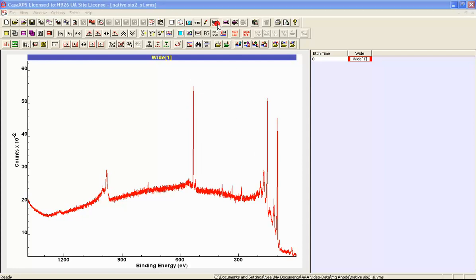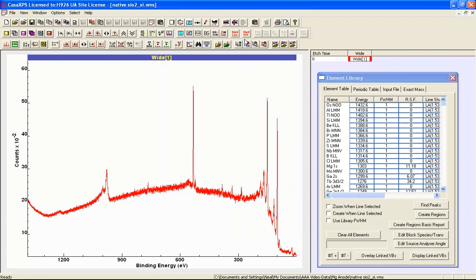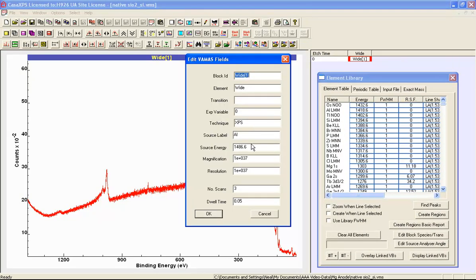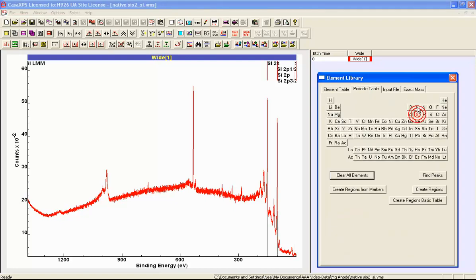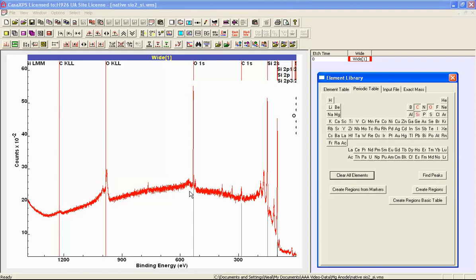So if we bring up the element library and we look at the acquisition conditions of this spectrum, you can see that it's been acquired using an aluminium anode, and it's a dual anode, but nevertheless it's supposedly an aluminium anode. So if we indicate we've got a few elements here that represent the expected composition, which is silicon, oxygen and a bit of carbon, then we end up with a set of markers that are positioned in binding energy based on the aluminium anode.